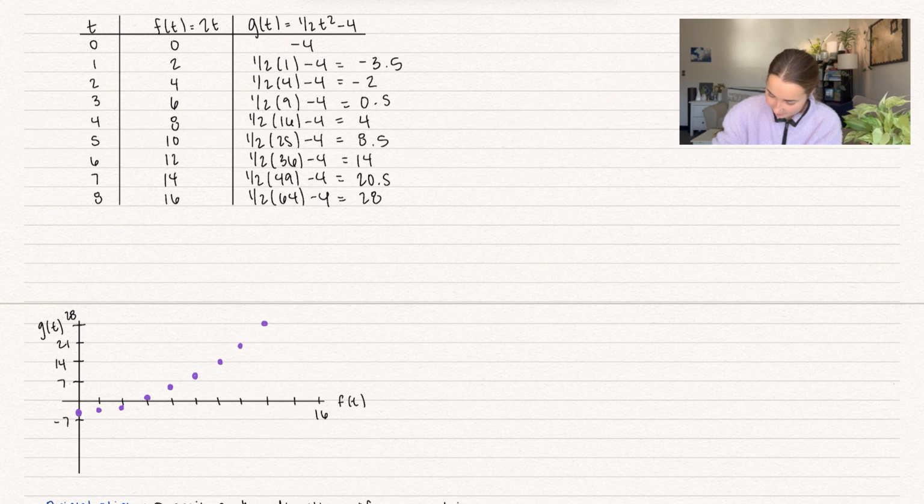So my 16 is off right here, huh? My 16 is supposed to be right here, but that's okay. So what does this look like? It looks like a little curve that does something like this.